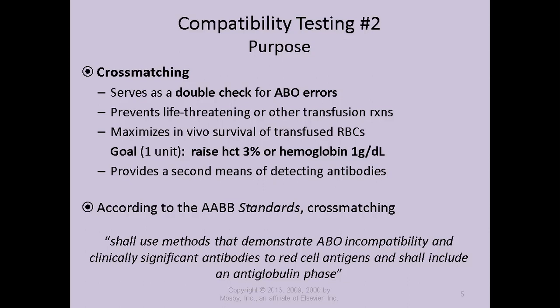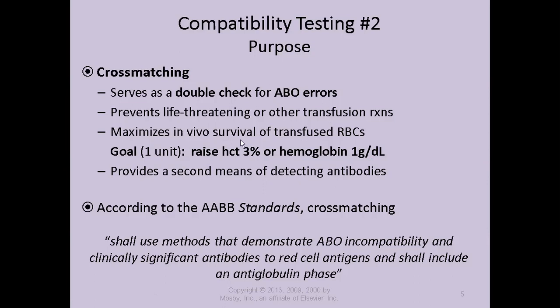And so basically the goal of 1 unit, and this is important, 1 unit of packed red cells, ideally what we want to happen is for this donor unit of red cells to raise the recipient's hematocrit by 3% or the hemoglobin by 1 gram per deciliter.